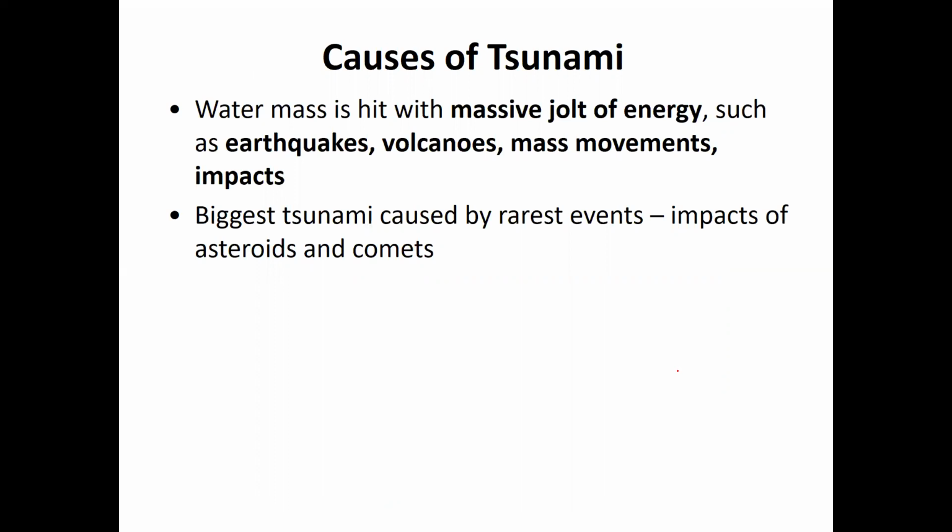And so the cause of tsunami is anytime the water mass is hit with a massive jolt of energy, such as a vertical offset of the sea floor during an earthquake, the collapse of a volcano during an eruption, or a landslide, or mass movements, where a large amount of rock or material slides into the sea from a coastline, or maybe the side of a volcano, or even meteorite impacts can trigger tsunami. So the biggest tsunami are actually caused by the rarest events, which are the impacts of large asteroids or comets.